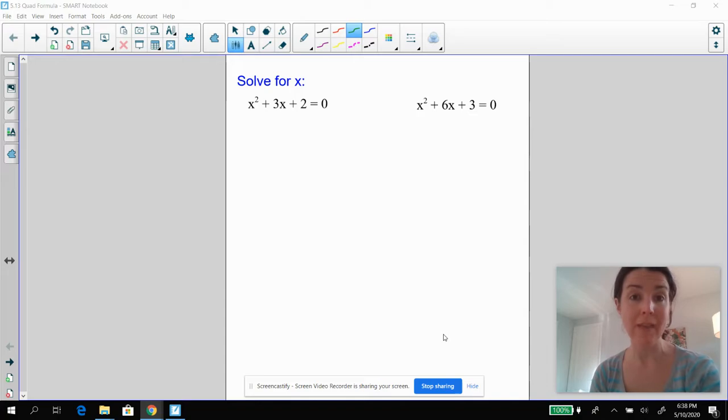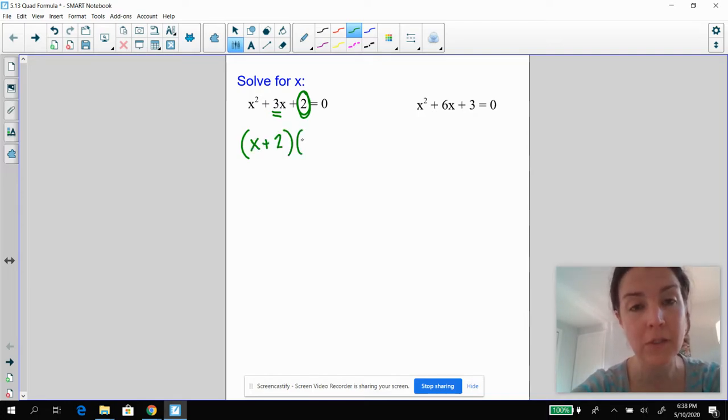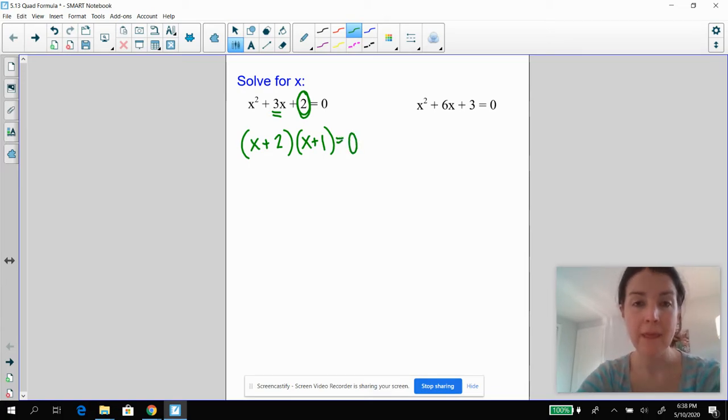So let's look at this one on the left first. You should feel really, really comfortable with this. You see that you have an x squared term, an x term, and something else. So you're going to try and factor it. What are factors of 2 that combine in some way to get me a 3? Well, that's 2 and 1. So I do my little x plus 2 times x plus 1, and I get that.